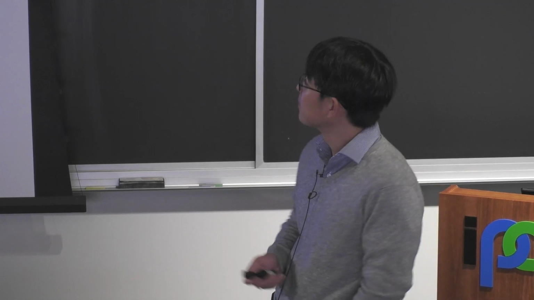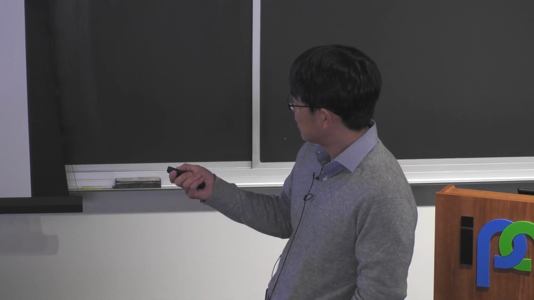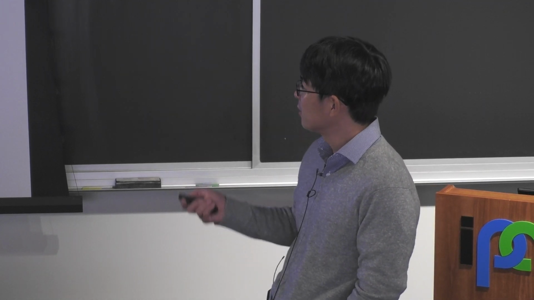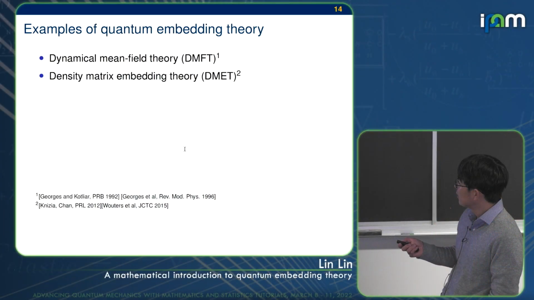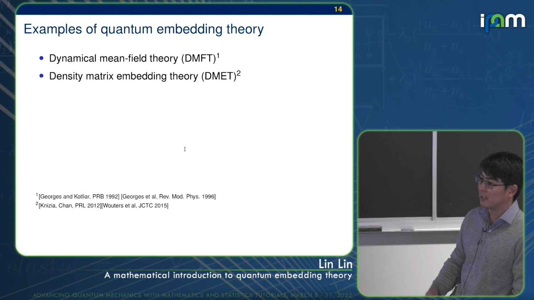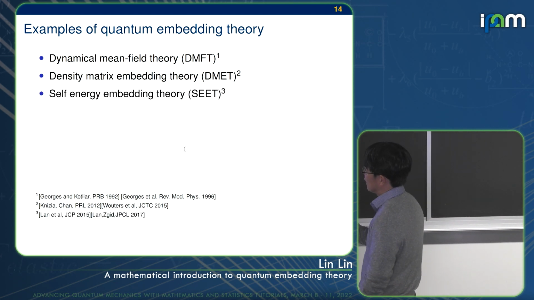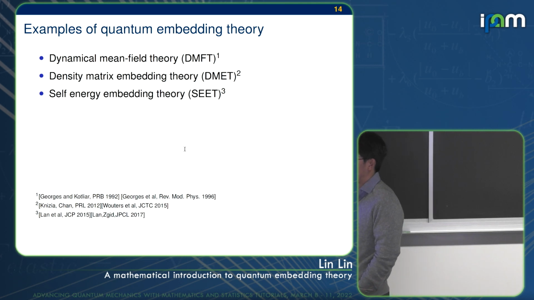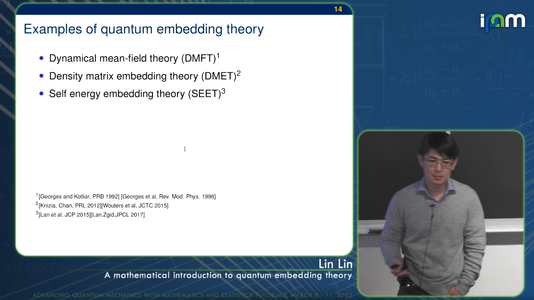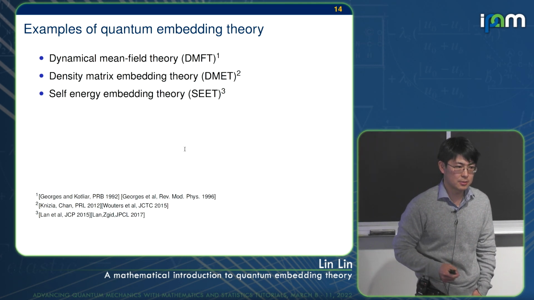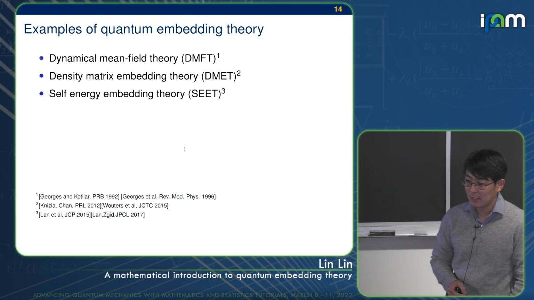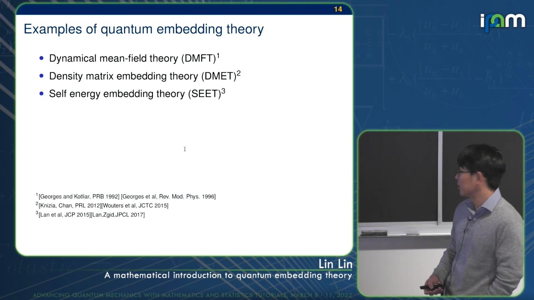Some examples. Dominika said that, so I will go through that very quickly. Dynamical mean field theory. Density matrix embedding theory is something I'm going to spend a lot of time on, partly because Dominika has already talked a lot about this SET and DMFT, and I don't think I can do better, and partly because we actually worked on that, and so have some mathematical understanding that is shareable.